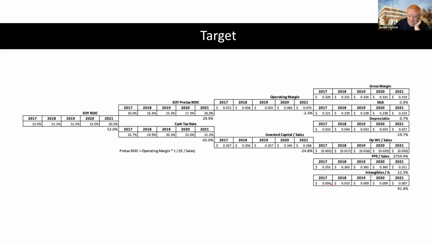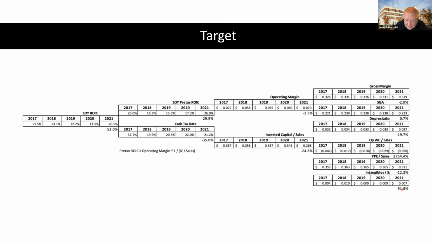Intangibles to sales is close to zero. Unlike Starbucks, Target doesn't do a lot of acquisitions, so they don't really have an increase in intangibles. So for them, it's all about working capital and PP&E. Improvements in both of those led to big improvements in invested capital to sales over the 5 years.